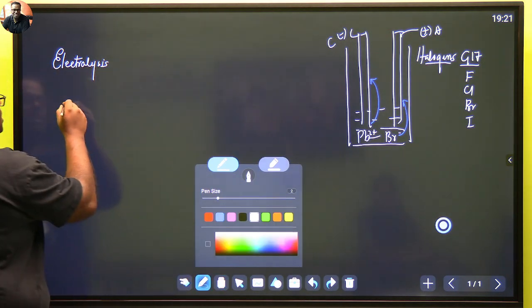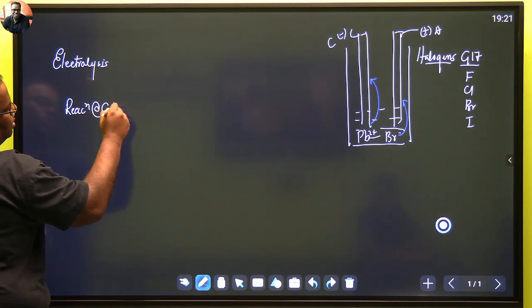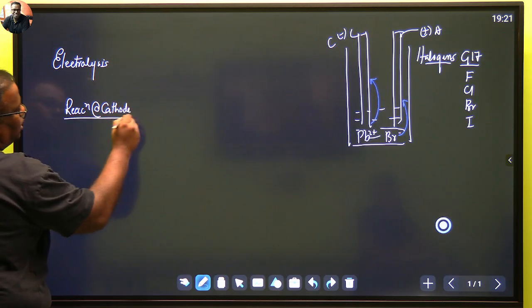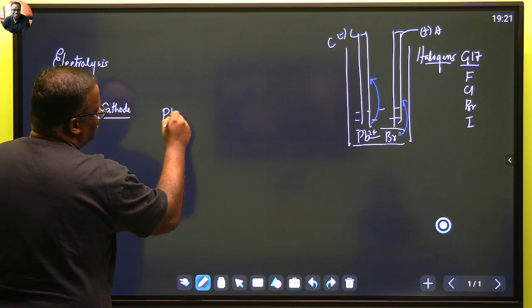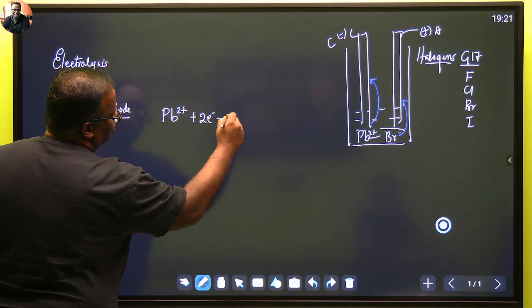Okay, so we see reaction at cathode. Okay, reaction at cathode. So at cathode, what is happening? Pb2+ has to gain 2 electrons to form Pb.